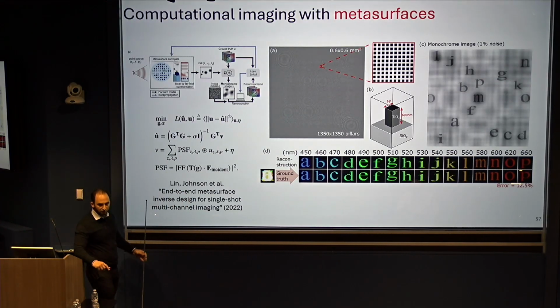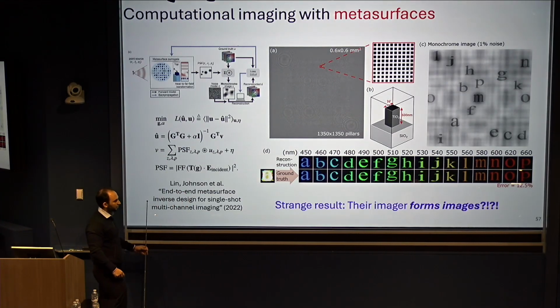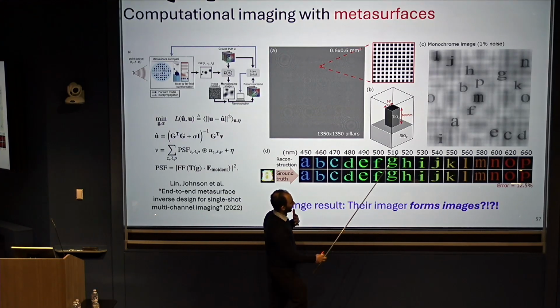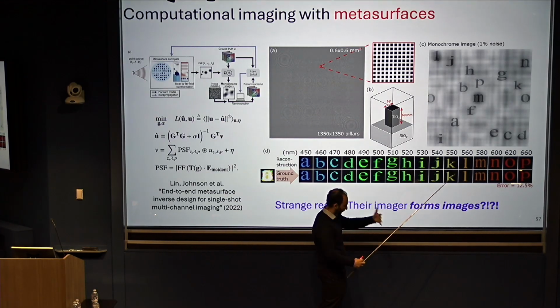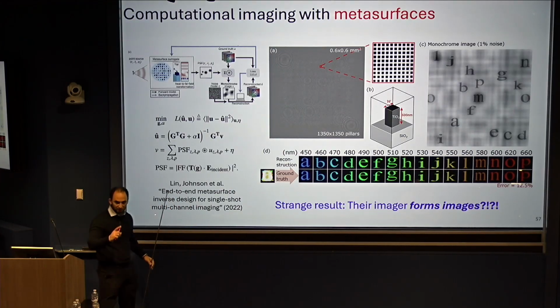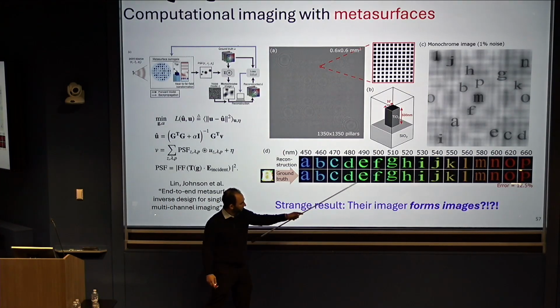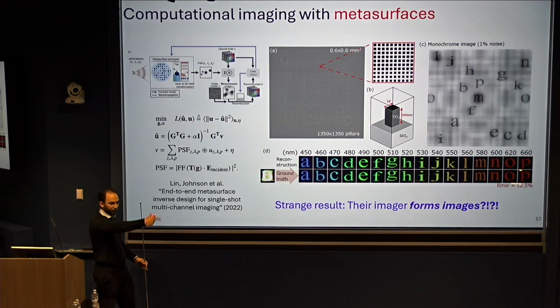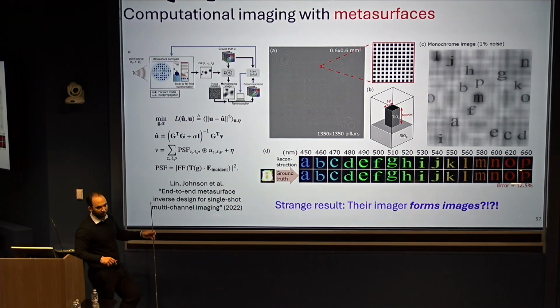But there's a very strange result in Stephen's paper, which is that their imager formed images. What I mean by that is that the metasurface actually at the detectors was taking inputs that looked like A's and E's and C's and D's and forming exactly the A's and E's and C's and D's at the detectors. And this is very non-trivial for a metasurface. It is very difficult to focus broadband radiation down to a point and form an image, and yet their system was doing it anyway, even with the full computational apparatus of an algorithm at the back end.